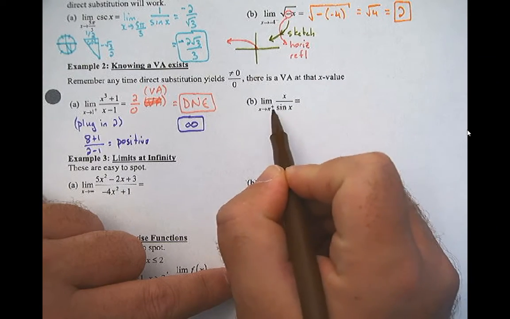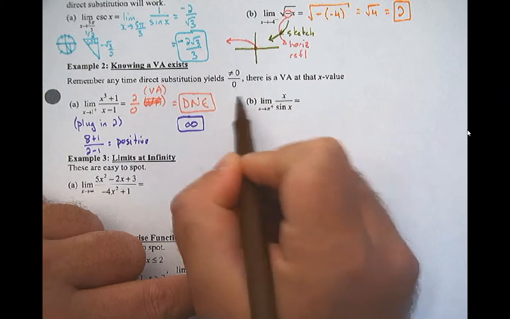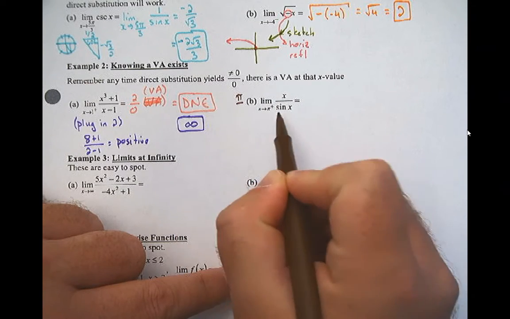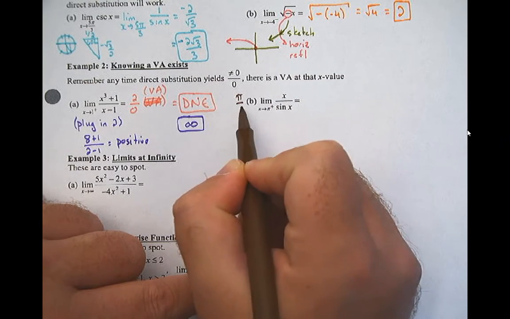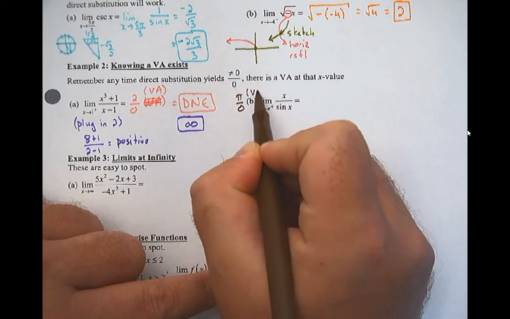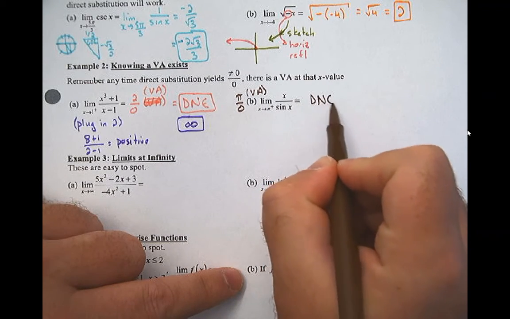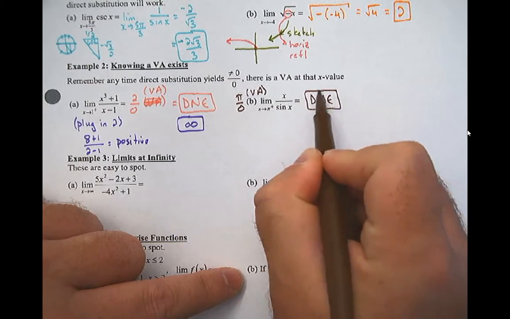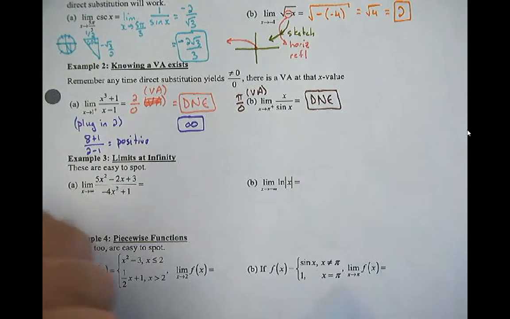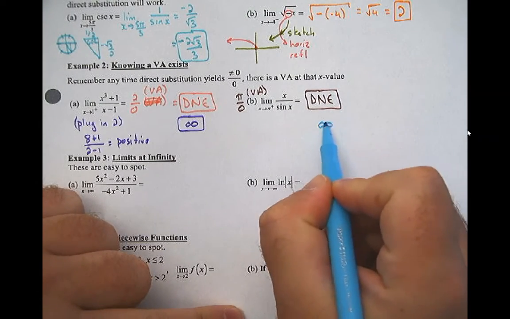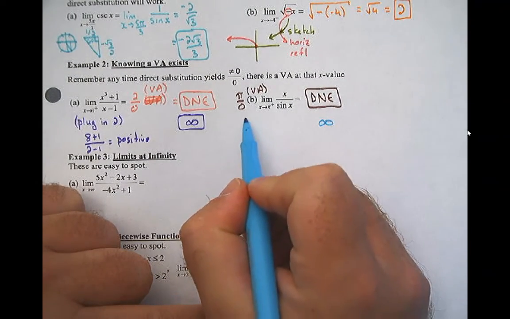All right, so let's start again. Let's plug in pi. What's sine of pi? Sine of pi is 0, so this is a VA again. If this is free response, I recommend just answering DNE and be done with it. If this is not a free response, which it probably wouldn't be that easy, you know it's going to be one of the infinities.